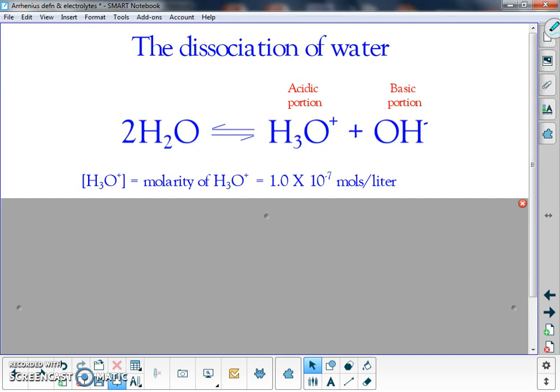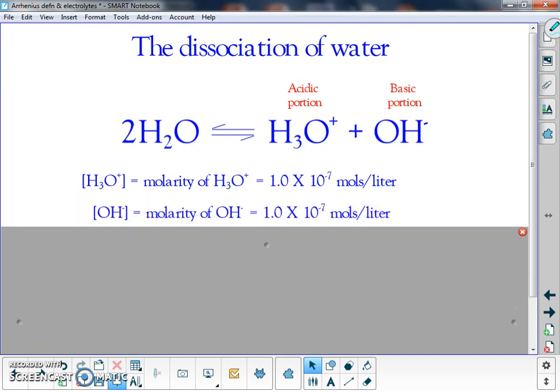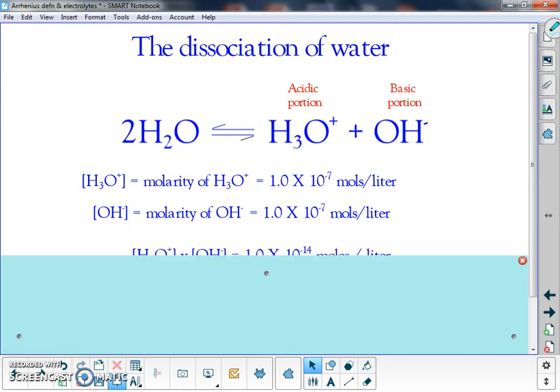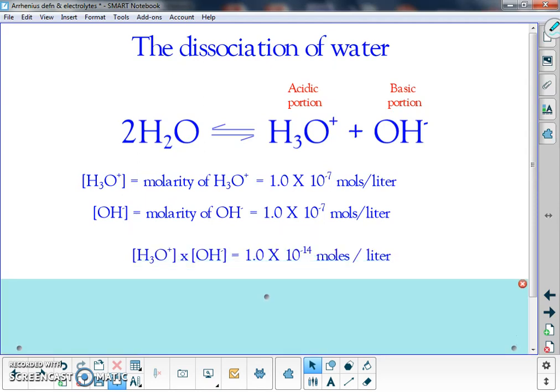Now, because this dissociates evenly, for every 1 times 10 to the negative 7th moles per liter of hydronium ions, we're also going to get 1 times 10 to the negative 7th moles per liter of hydroxide ions. So they're balanced out. And if you know anything about acids and bases, the acid portion will balance out the basic portion. And this is why pure water has a pH of 7. pH has to do with the power of the hydrogen ion.